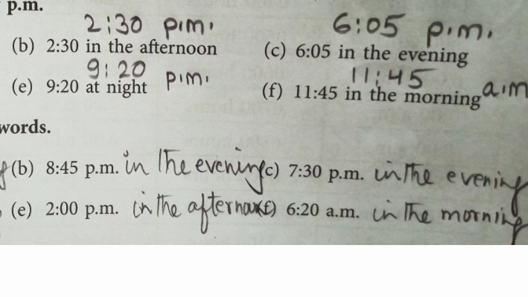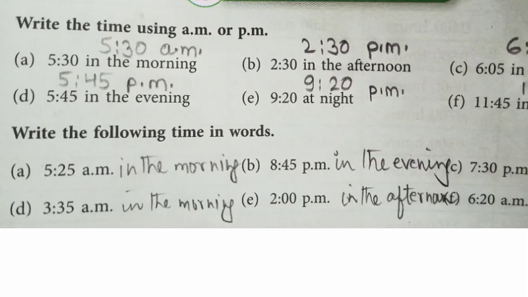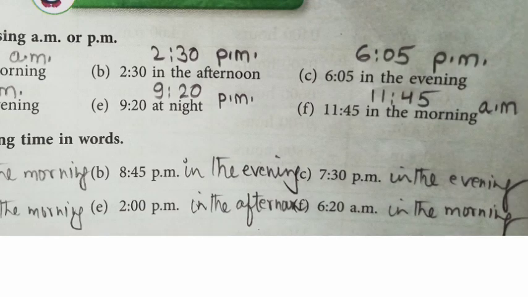Similarly, C part, in the evening. D, in the morning because 3:35 AM. Even if you are sleeping, you won't write night, you just have to write in the morning, because AM shows morning. Then 2 PM, you will write in the afternoon. Then F part, 6:20 AM, you will write in the morning. Moving to question number 3.